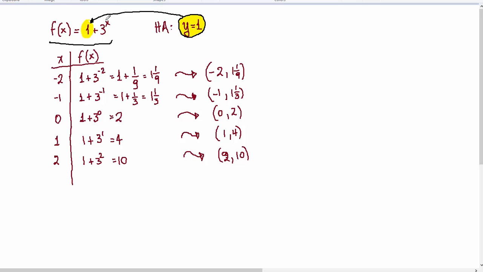A few things that we can get from the rule is that the horizontal asymptote of the exponential function, remember every exponential function has a horizontal asymptote, is going to be y equals 1, okay? And this is given by the constant of the exponential function. So the number 1 right here gives us the horizontal asymptote. So we know a few things. We know a total of 5 points. We know the horizontal asymptote. We can graph this function.